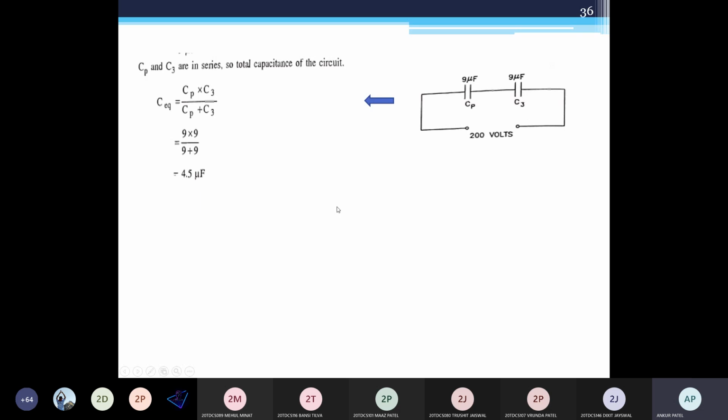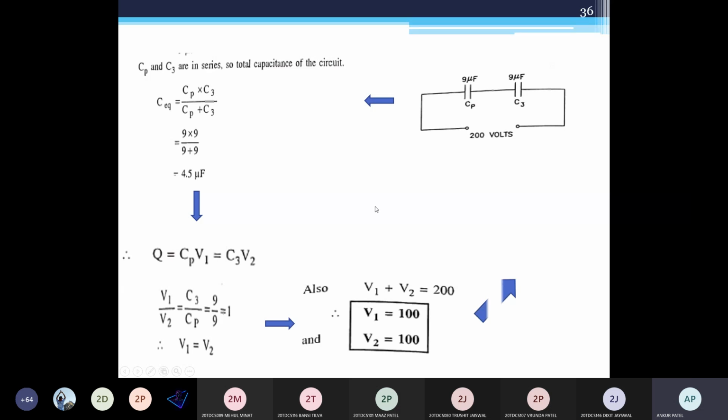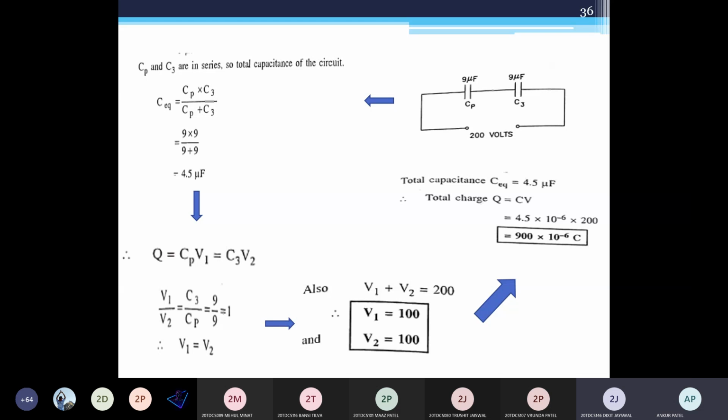Okay, we will see for the parallel combination also. If we find C equivalent first and then find the total charge, then in a series the charge on each capacitor is equal. So we get the charge on the third capacitor and then we can find the voltage. Our whole sum is done in some 2-3 steps only, no?